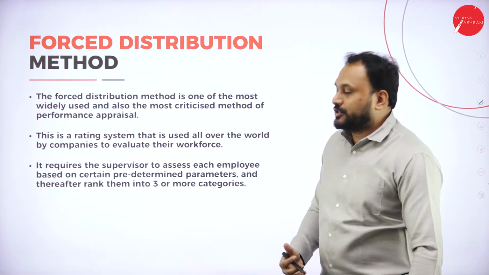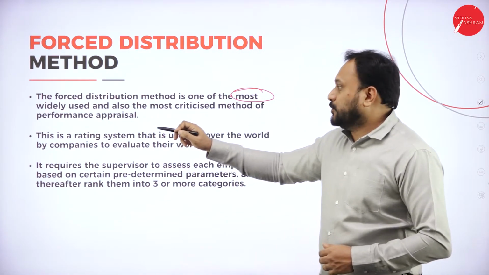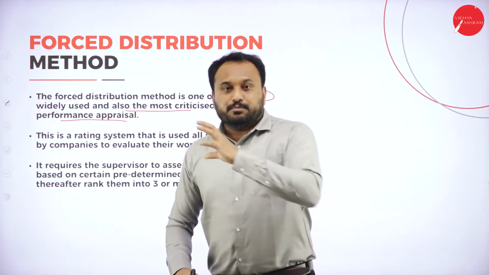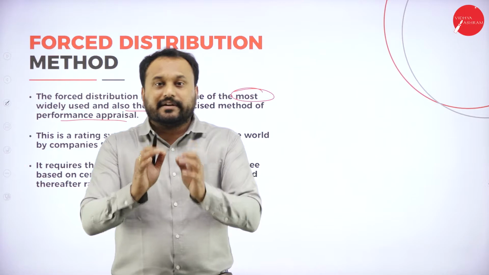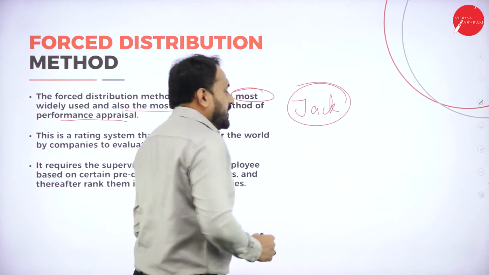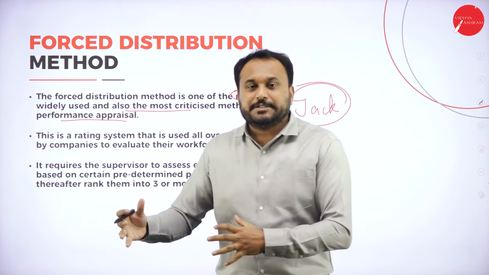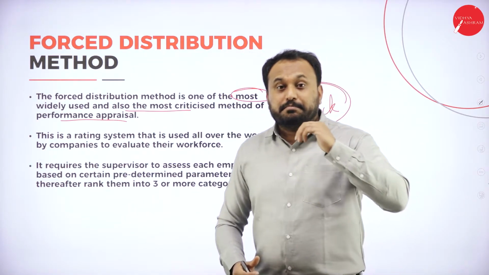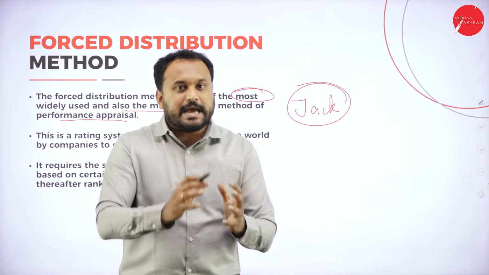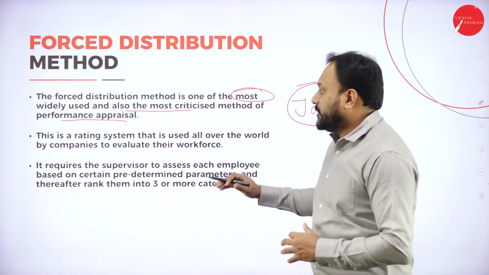Next one is the forced distribution method. Now what is this forced distribution method? It is one of the most widely used and also the most criticized methods of performance appraisal. That means it is mostly used, but also it is the most criticized method. It was started by a person called Jack in General Electric, who started to dismiss people if they were poor in working. Many people every year were getting dismissed, and a dictator kind of rule happened in that company where he was working. That's why it is called the most criticized method of performance appraisal.